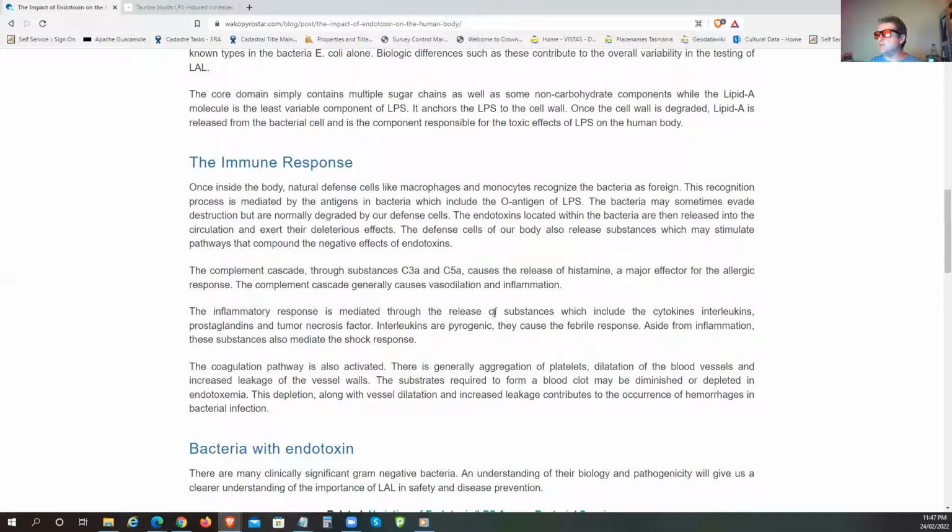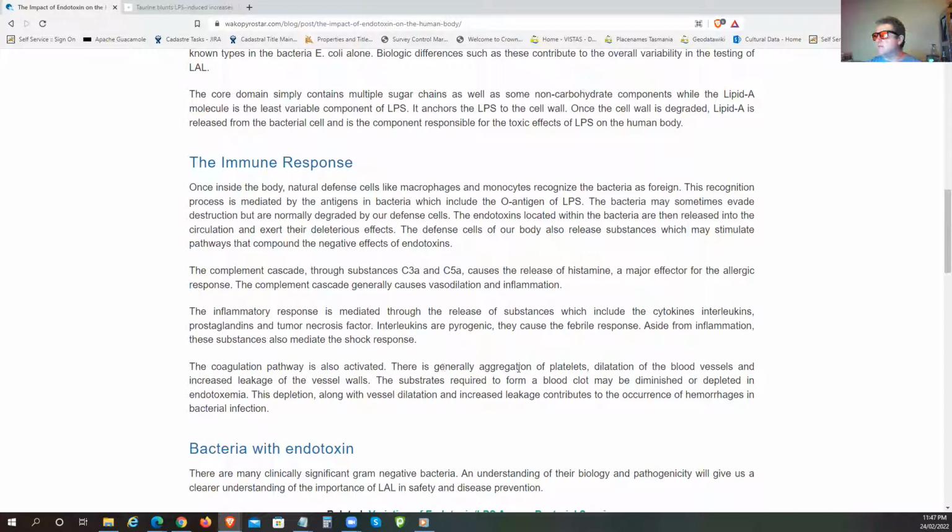Inflammation response is mediated through the release of substances that include the cytokines, interleukins, prostaglandins, and tumor necrosis factor. Interleukins are pyrogenic. They cause a febrile response. Aside from the inflammation, these substances also mediate the shock response, your heat shock proteins. Anyway, the coagulation pathway is also activated. Basically clotting factors, and so on.